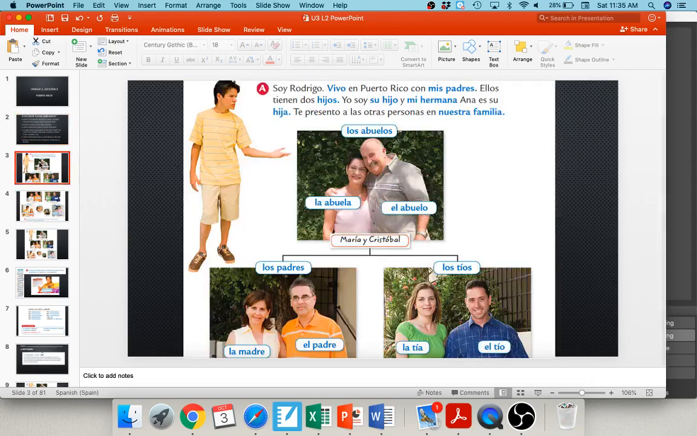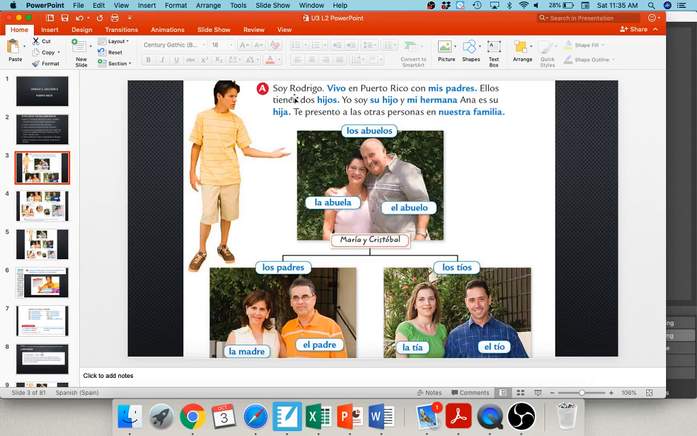As we begin, I want you to take a look here at this photo. You can see Rodrigo is the person talking. You can see him over here on the left. He says, Hola, soy Rodrigo. Vivo en Puerto Rico con mis padres. Ellos tienen dos hijos. Yo soy su hijo. Y mi hermana Ana es su hija. Te presento a las otras personas en nuestra familia.